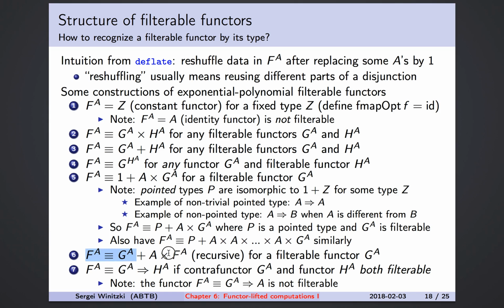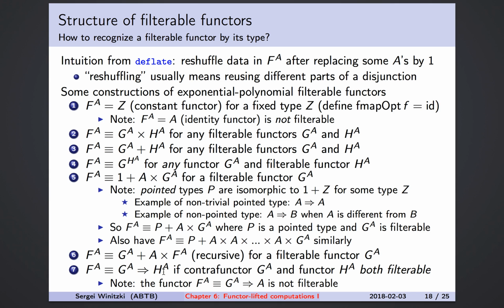A recursive filterable functor. We had an example where this was, I believe, a unit or something. But if G is filterable, then you can add this, and this is a recursive functor that looks like a list a little bit, except that the empty list is not empty, but this G. And then you have A, and then again A, and then again A, and then some G. So this is a list-like functor, and it is filterable in the same way that lists are.